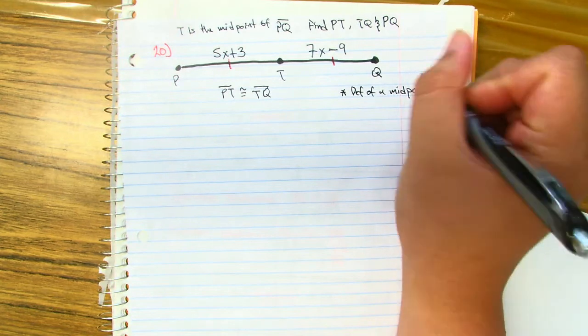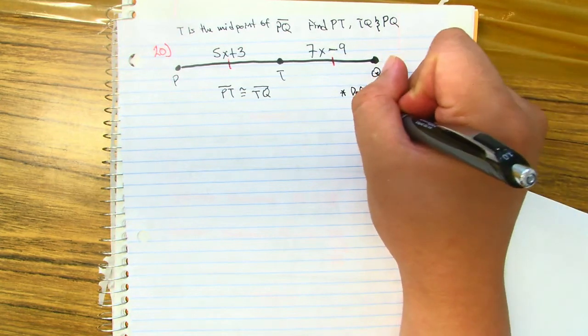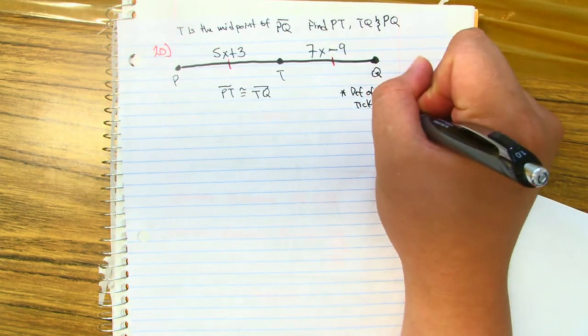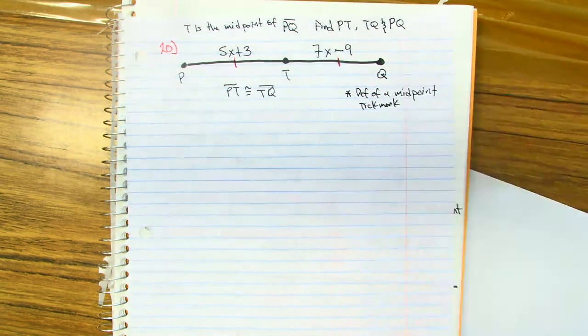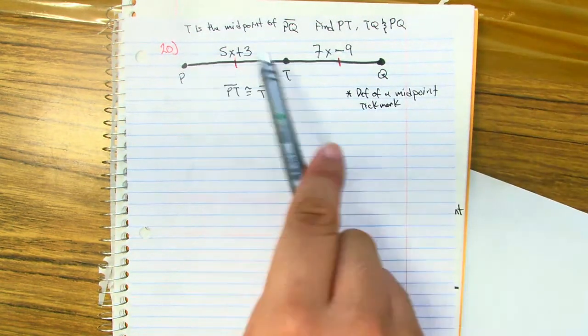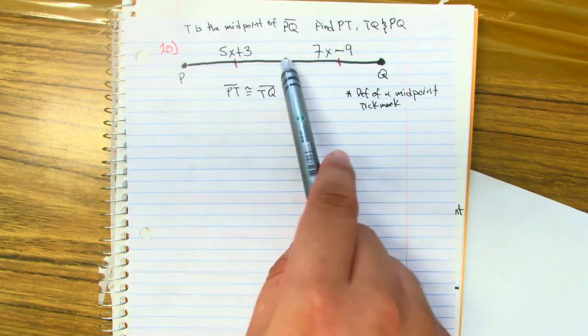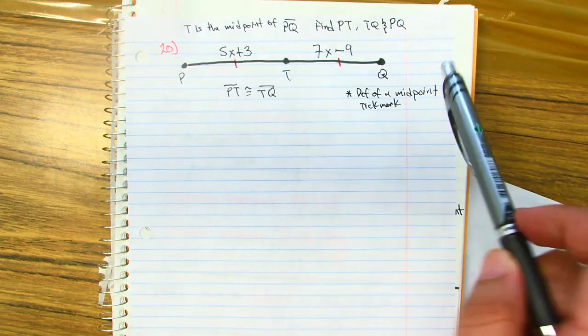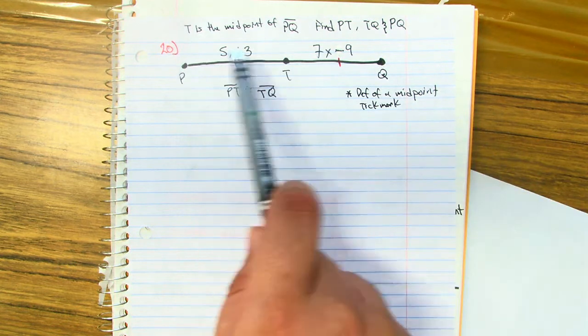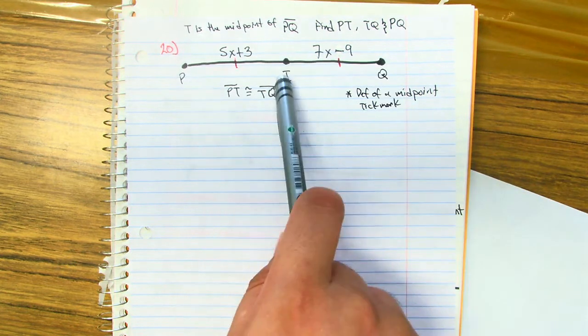Or you can use the definition of a tick mark, whichever you saw first, right? The definition of midpoint means that two segments are congruent, or they are cut into two separate segments that have the same measurement. The tick mark emphasizes that they have the same measurement. PT is congruent to PQ.